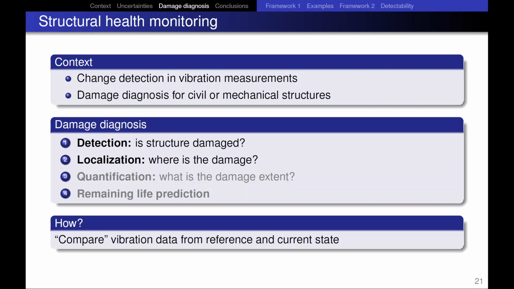For the general context here, I will present some results on damage detection and localization, basically data-driven, with some extra model information. But the overall premise is to be data-driven. For detection, to answer the question: is there a change in the structure? Is the structure damaged? For localization, where is actually the damage? And the overall premise is to compare vibration data from a reference condition to current data that we collect.